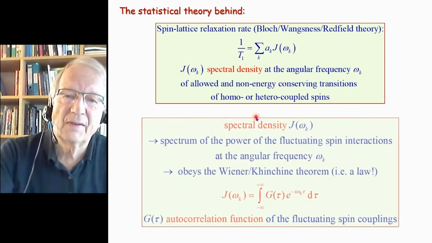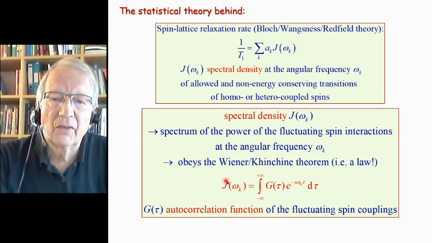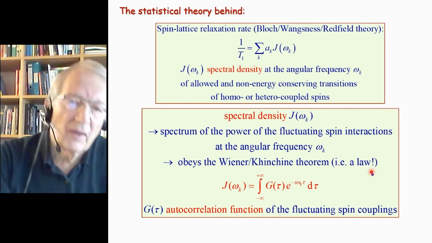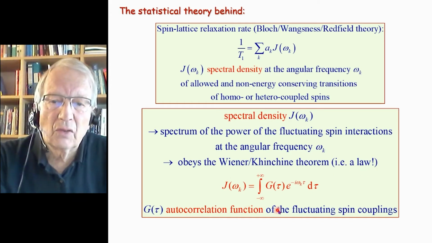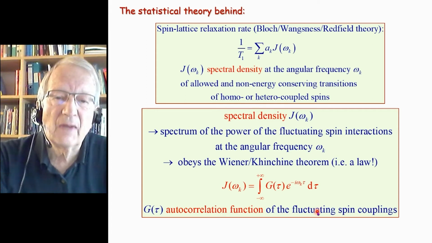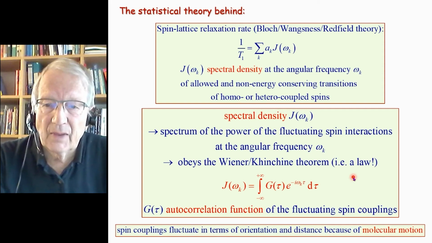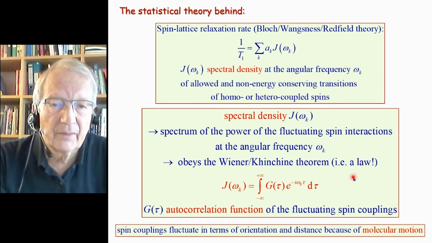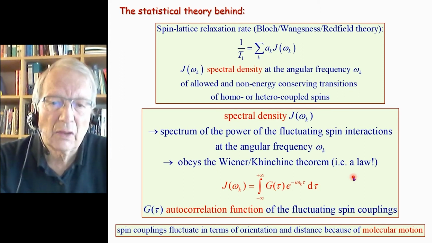Now, this spectral density is related to the correlation function via the Wiener-Khinchin theorem, which is actually a law. And this autocorrelation function represents the fluctuating spin couplings. So, the origin of these fluctuations, of course, is molecular motion.